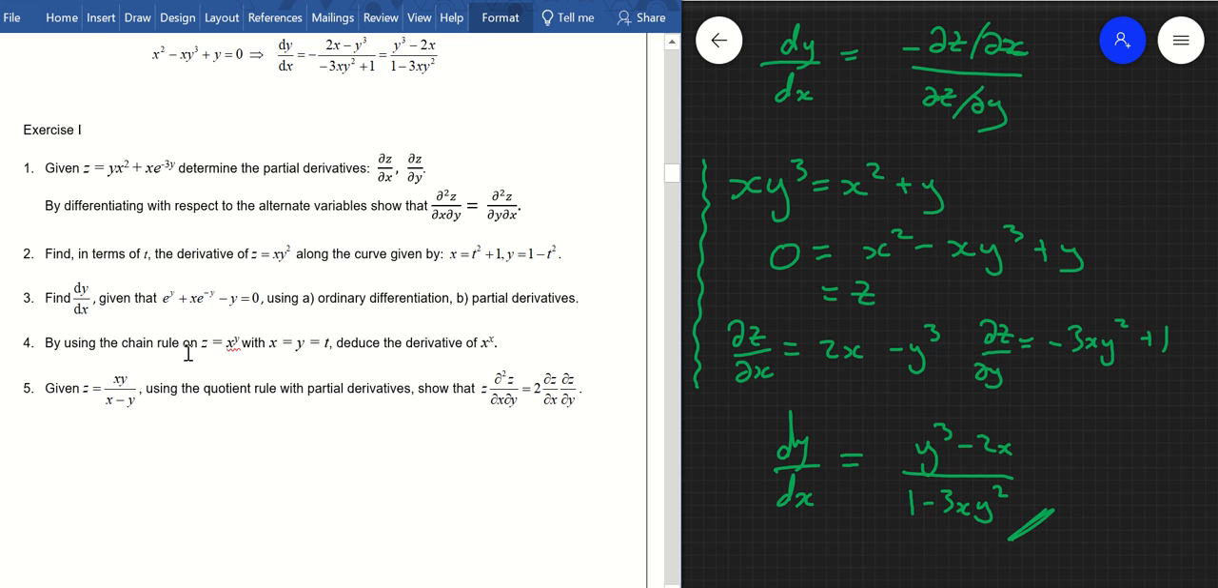and try using the chain rule to prove the derivative of x to the x, which we can do with this method, and then a little bit more working out, use the quotient rule with partial derivatives with this quotient. To prove this result, you need to work out all the derivatives to sub in to prove that the left is the same as the right. Okay, so that's all until next time.